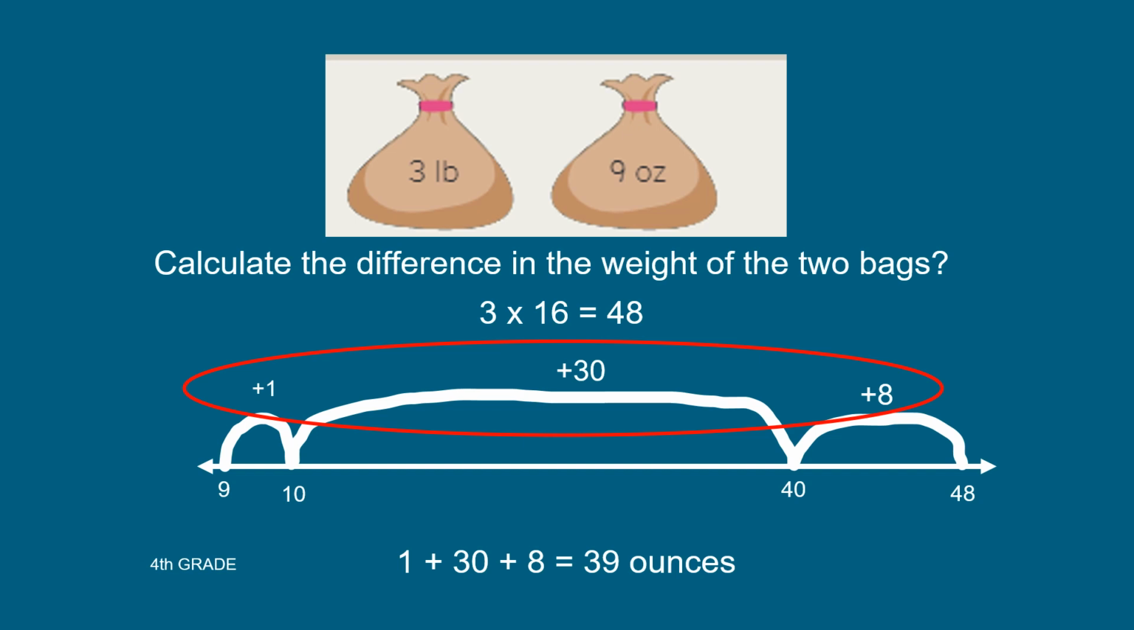The answer is the number of times that I jumped from 9 to 48. 1 plus 30 plus 8 is 39. The difference in the bags is 39 ounces.